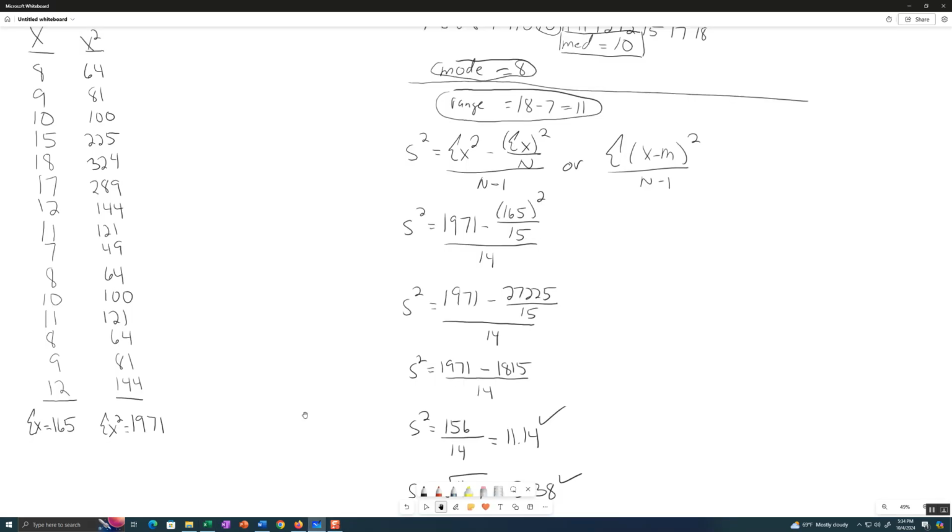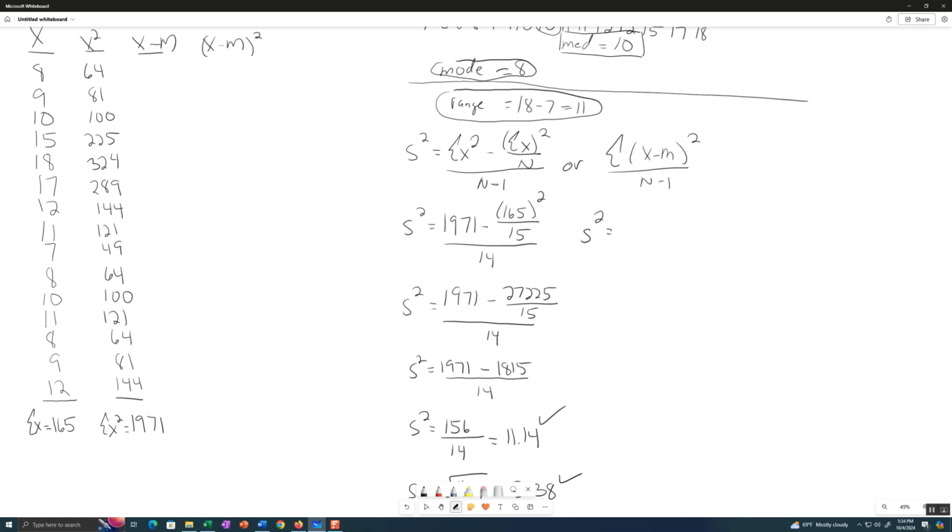So let's go back. We did all of this in R. We did all of this in Excel now. I want to do it the long way, the definition or conceptual formula. This one, x minus m over. So let's do that. Variance is the sum of x minus m, so I need to have an x minus m column. And I also want an x minus m squared column.